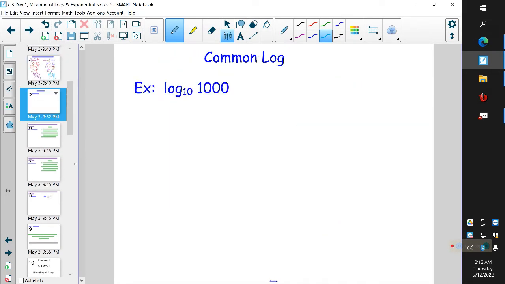Okay. The common log. Same exact thing, except a common log has a base of 10. So I'm still going to write this as an exponential. So this is 10 to the x is equal to 1,000.